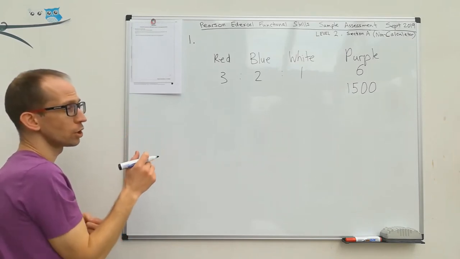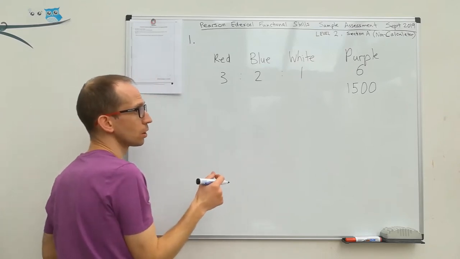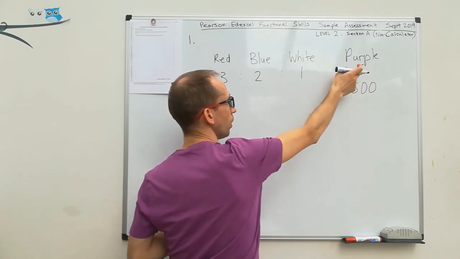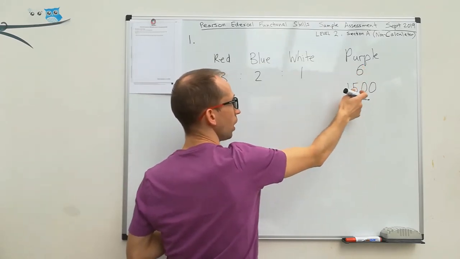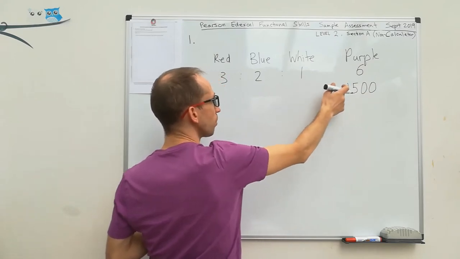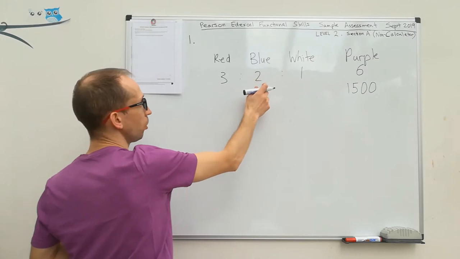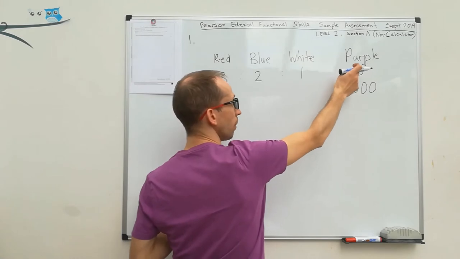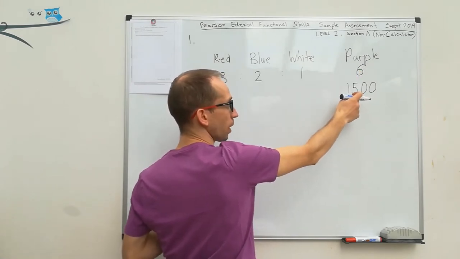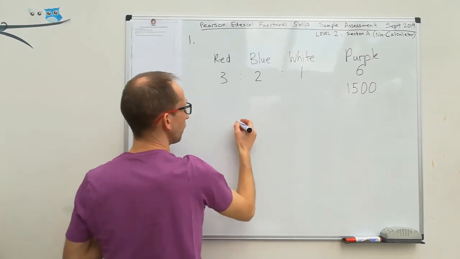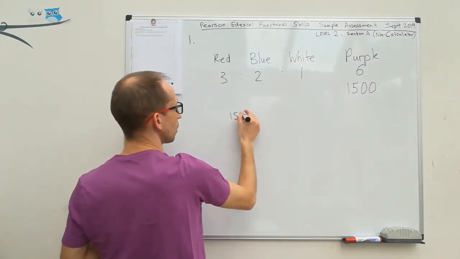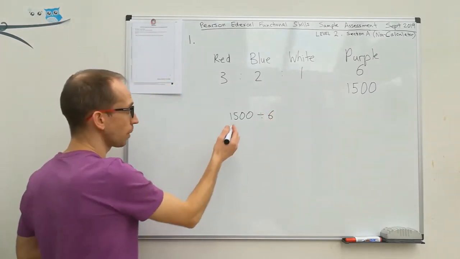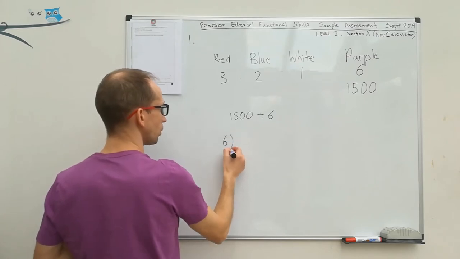So, the way ratio works, if we can find the multiplier that takes us from this 6 up to 1,500, we can use that same multiplier to find out white paint, blue paint, or red paint. Okay, so the first thing we're going to do to find what we multiply 6 by to get 1,500 is to do the opposite of multiply, which is divide. Okay, so this is the non-calculator paper, so I'm going to do this using the bus stop method.